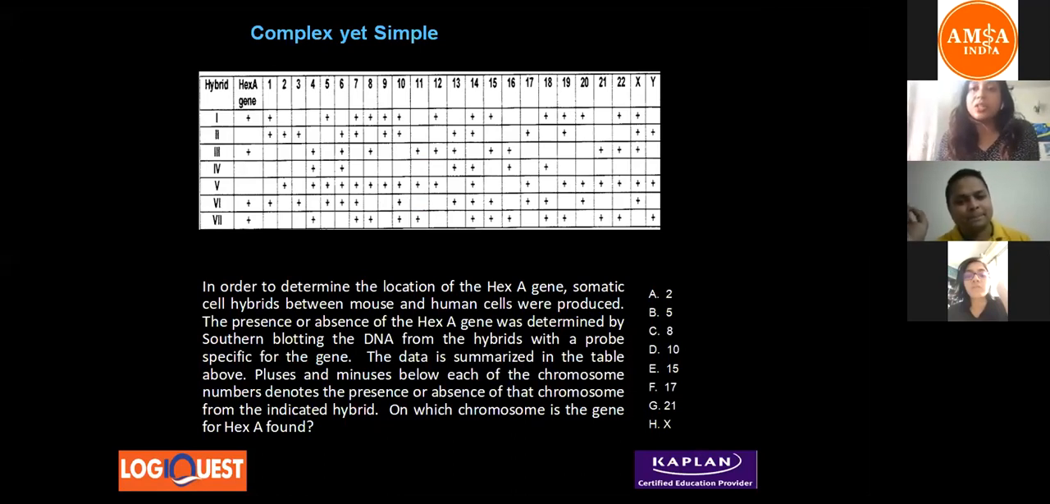In order to determine the location of the hex A gene, somatic cell hybrids and human cells were produced. The presence or the absence of the hex A gene was determined by Southern blotting the DNA from the hybrids with a probe specific for the gene. The data is summarized in the table above. Pluses and minuses below each of the chromosome numbers denote the presence or absence of that chromosome from the indicated hybrid. On which chromosome is the gene for hex A found?